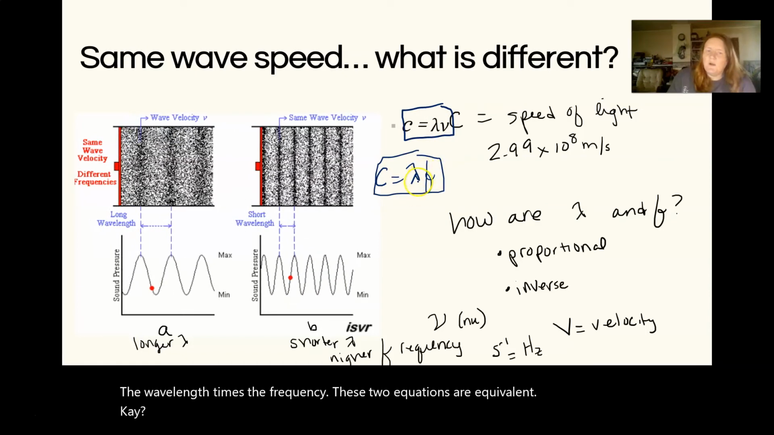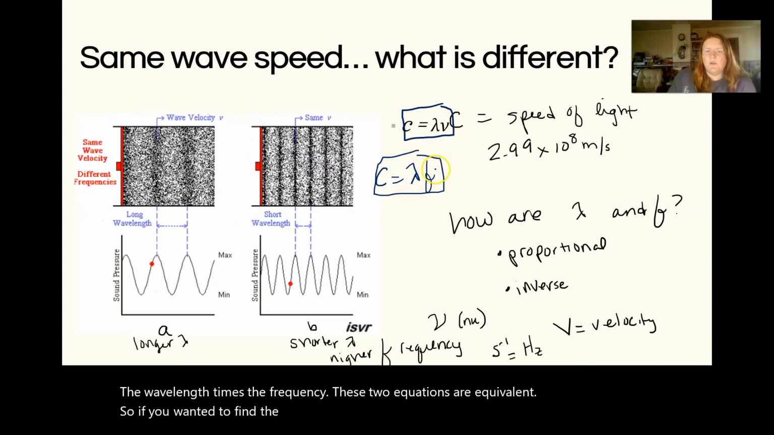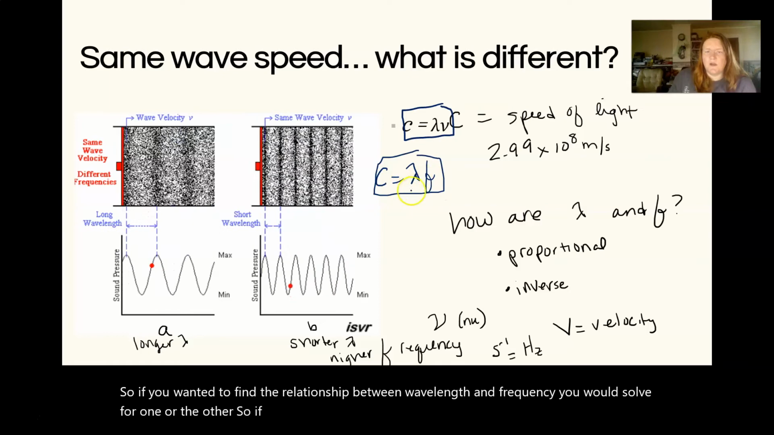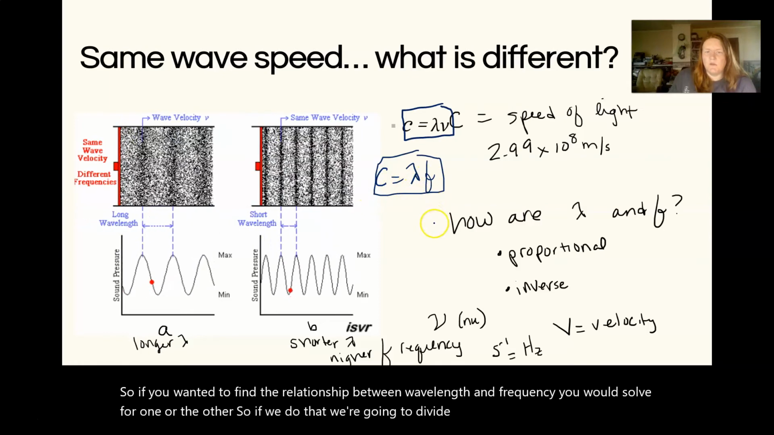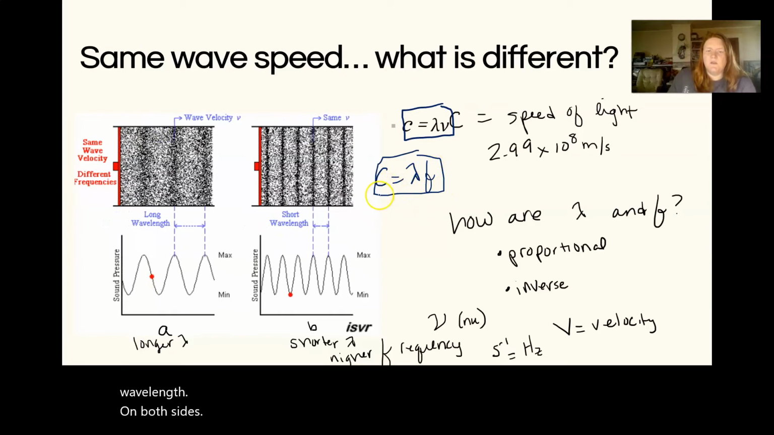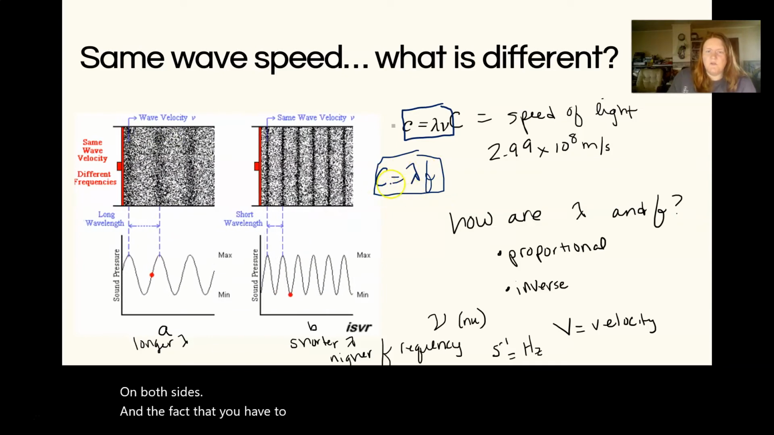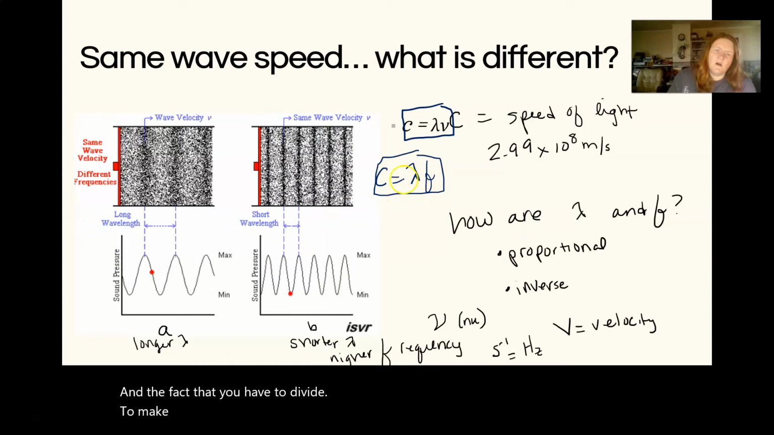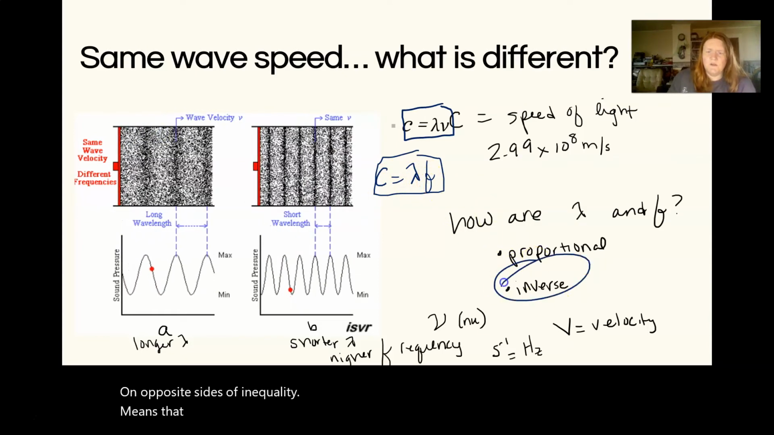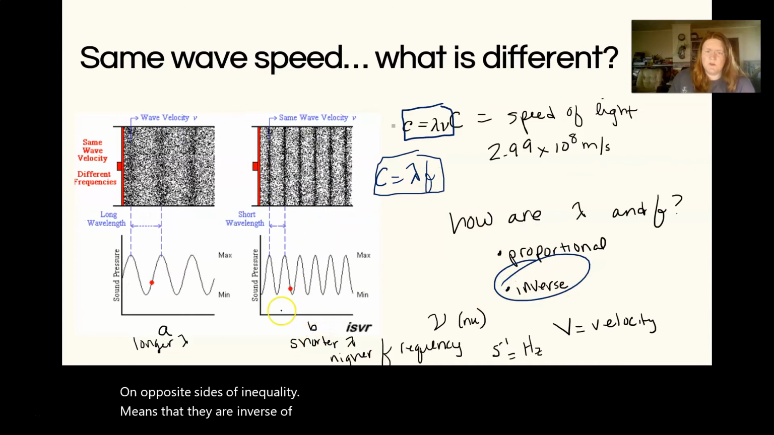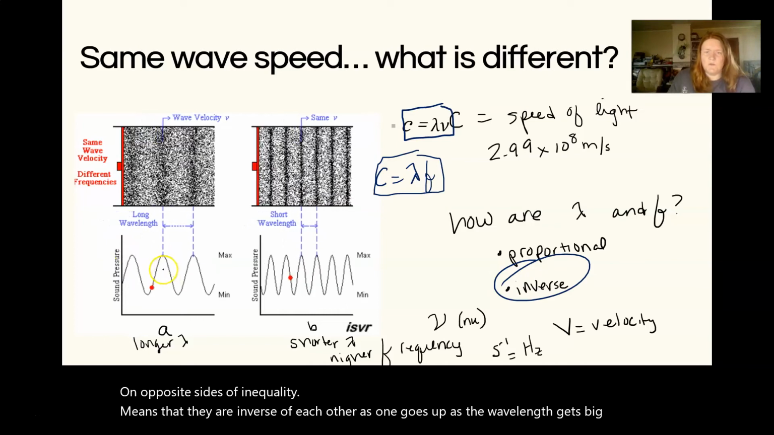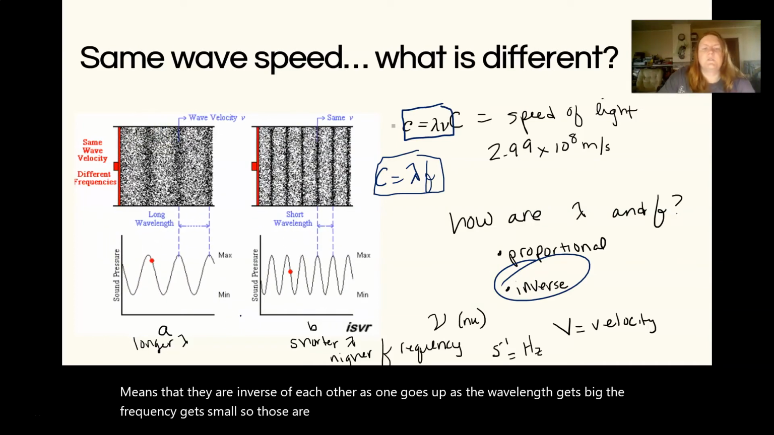So if you wanted to find the relationship between wavelength and frequency, you would solve for one or the other. So if we do that, we're going to divide by frequency or divide by wavelength on both sides. And the fact that you have to divide to make these on opposite sides of an equality means that they are inverse of each other. As one goes up, as the wavelength gets big, the frequency gets small. So those are inverse relationships.